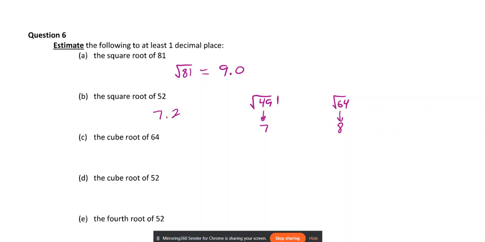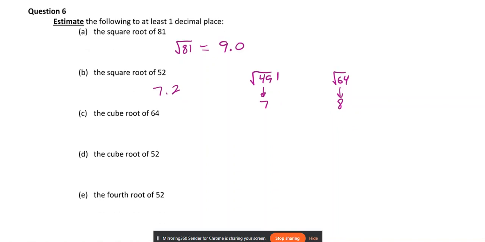Wait, how do you do cube root on your calculator? I'll show you after. It's second, and then I think the square root symbol does it. Now the cube root of 64. 4 times 4 times 4 gives you 64, right? So 4. Now the cube root of 52.